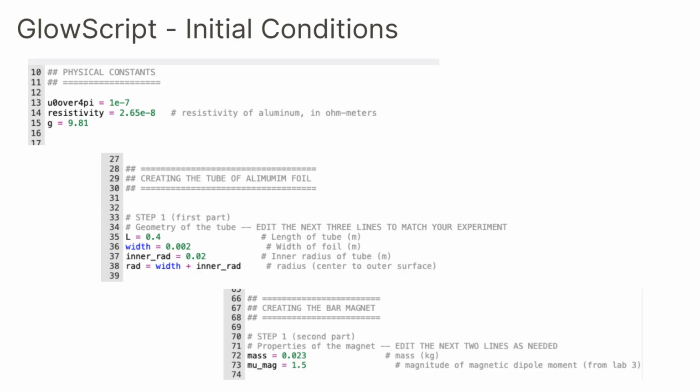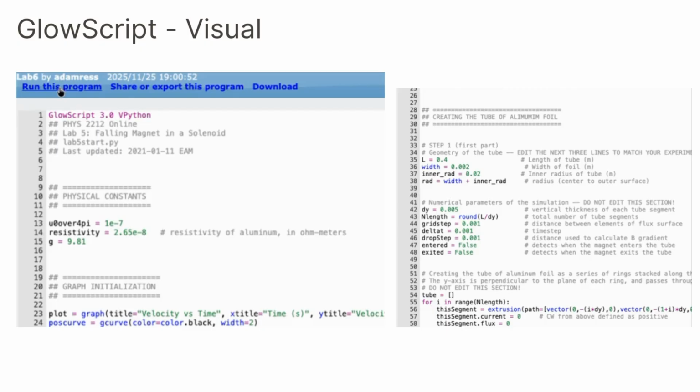Now we have to put this into GlowScript. We have all our initial conditions in GlowScript, all of the data that we calculated, and now we're going to see if it was the same. Here's the visual of the GlowScript program running. I slowed it down so we can see it.